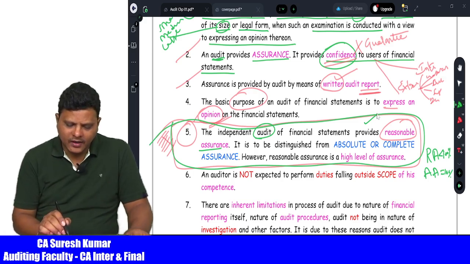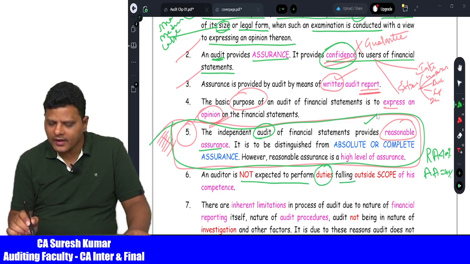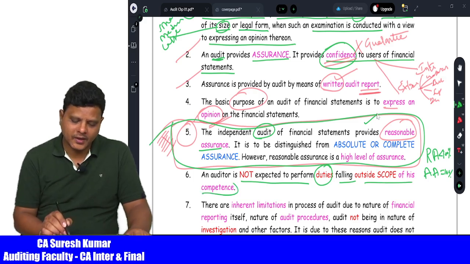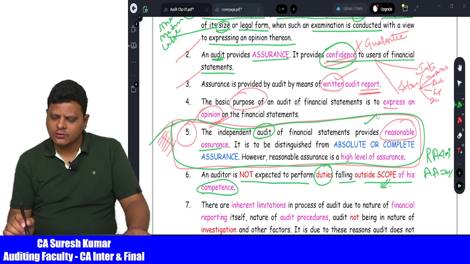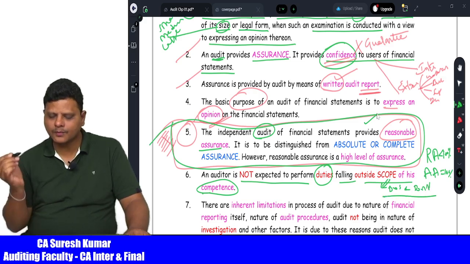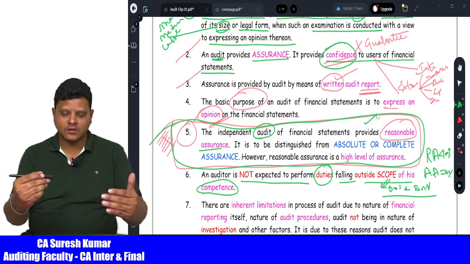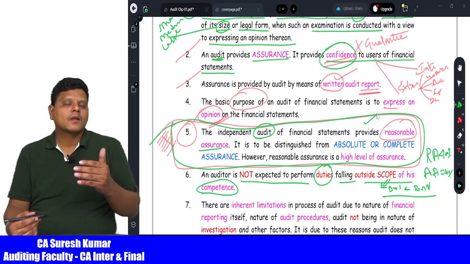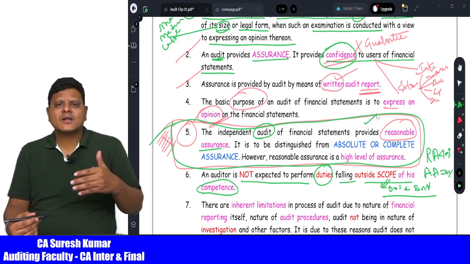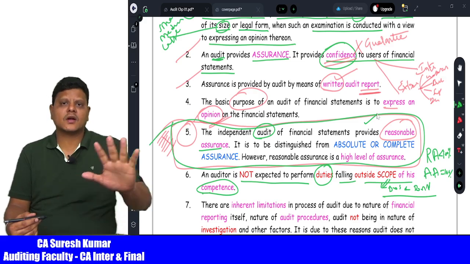So an auditor is not expected to perform duties which are falling outside the scope of his competence. What is the meaning of scope of audit? Scope means do's and don'ts. Do's and don'ts is called a scope. So what the auditor should do, what the auditor should not do during the course of the audit. When an audit is going on, you should not expect anything beyond the financial statements of the companies as far as the audit is concerned.